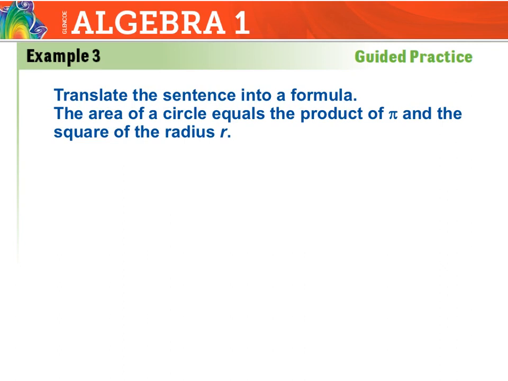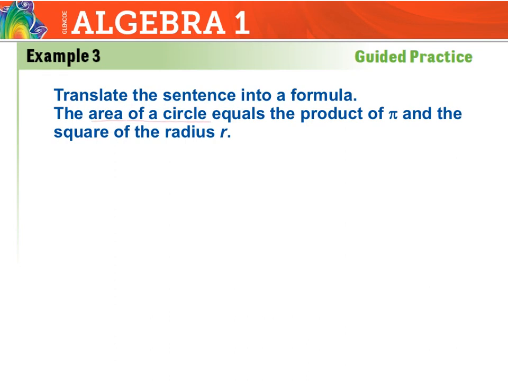All right, translate this one into a formula. Area of a circle equals the product of pi and the square of the radius r. Again, some of you probably know this formula by heart. But if we don't, and a lot of times you'll see these problems just embed the formula into the problem and then make us figure out area or whatnot.